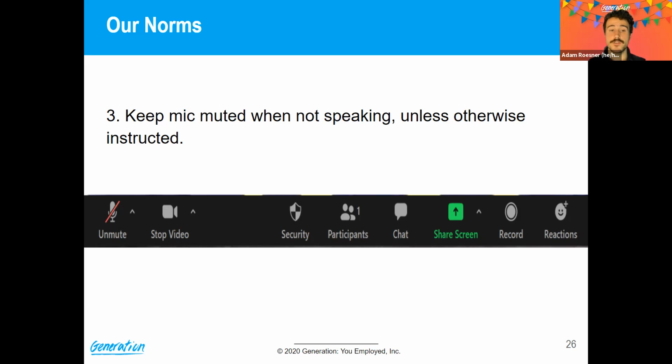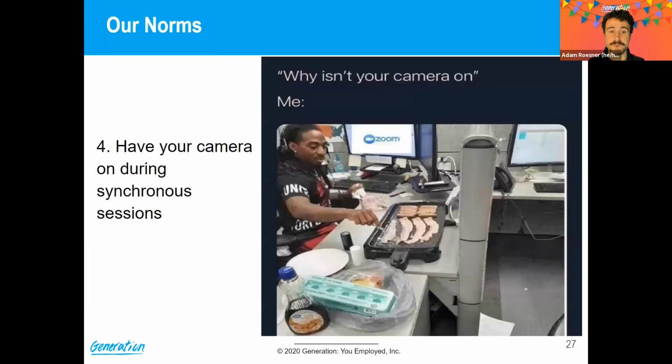There will be occasions where we will just ask you to unmute yourself and blurt out the answer, in which case, obviously, it is fine for you to unmute yourself as you see fit. Otherwise, keep your mic muted when you are not speaking. This helps prevent background distraction noises as well as talking over one another. Have your camera on during synchronous sessions.